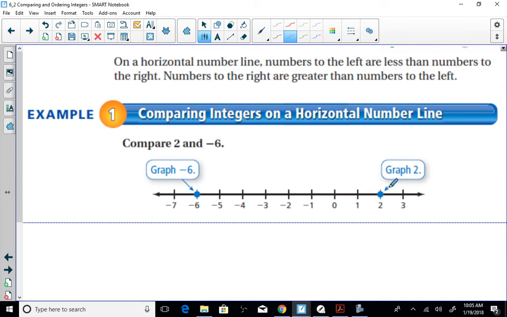Positive 2 is to the right of negative 6 on the number line. And numbers to the right are greater than numbers to the left. So I would have to say 2 is greater than negative 6. I'm using the location of each integer on the number line. Negative 6 is on the left, positive 2 is on the right. Numbers to the right are greater than numbers to the left. It's that simple. Now that's if I'm using a horizontal number line.